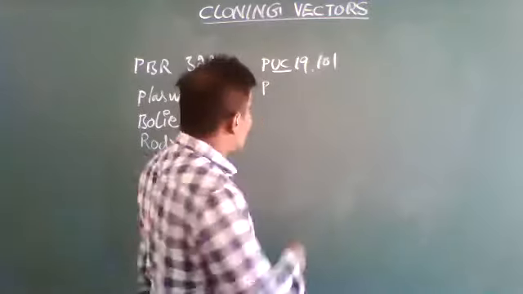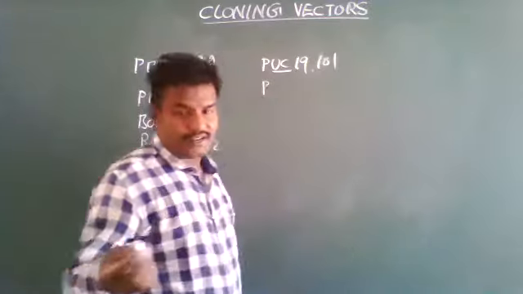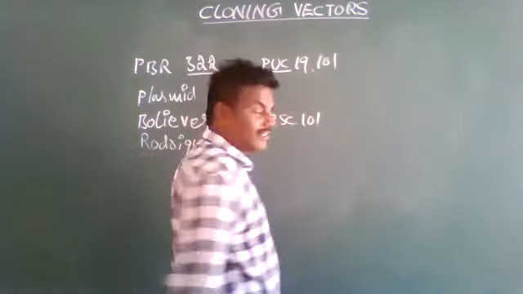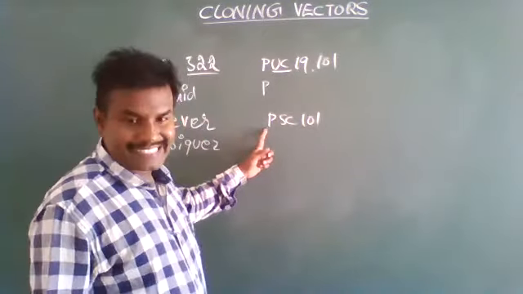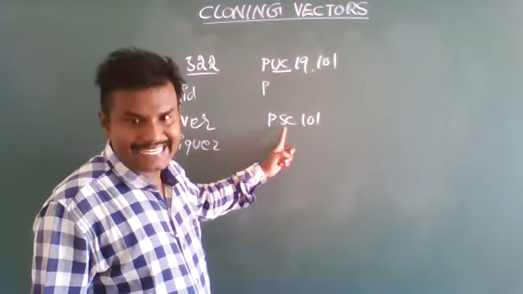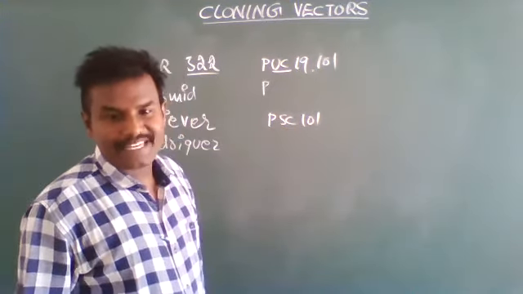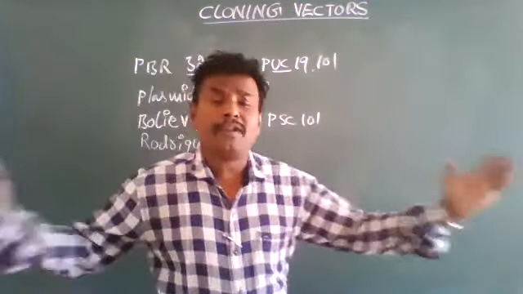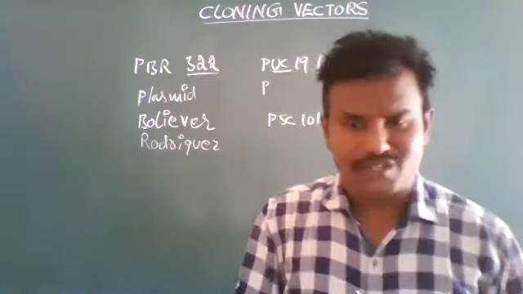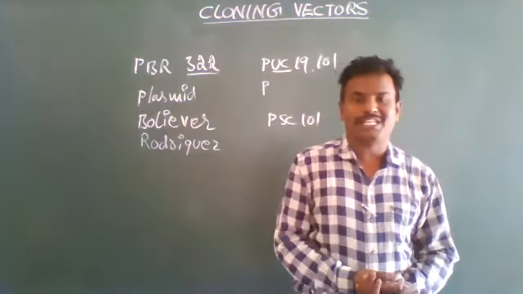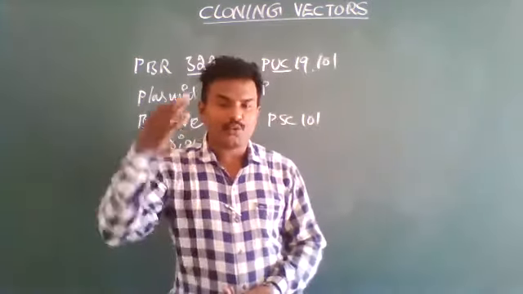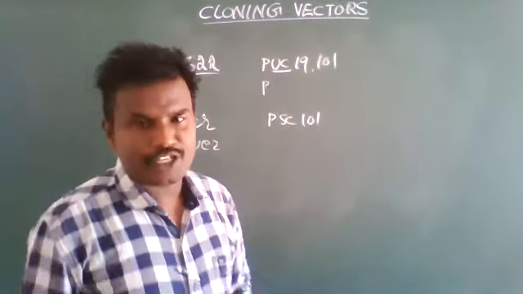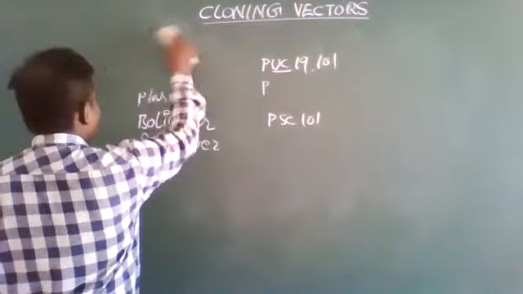Like that, pSC101, I said. P stands for plasmid, S stands for Stanley, C stands for Cohen. 101 is the numerical designation. Like that, there are a number of artificially restructured vectors available in genetic engineering experiments, and with their help, they are doing a number of experiments. Okay, so this is the explanation about cloning vectors.